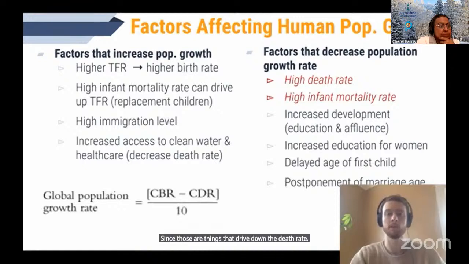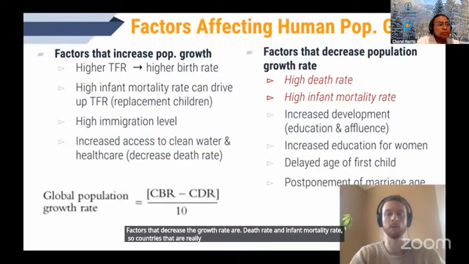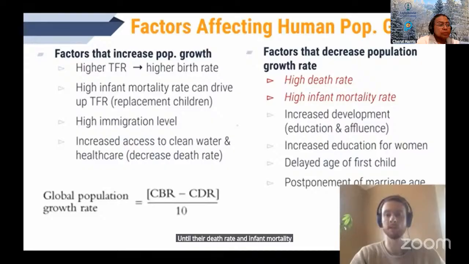And remember that growth rate is just CBR minus CDR over 10. So if our death rate drops, the growth increases since the difference between births and deaths will grow. Factors that decrease the growth rate are death rate and infant mortality rate. So countries that are really underdeveloped often don't get started growing until their death rate and infant mortality rates start to decline to some degree.